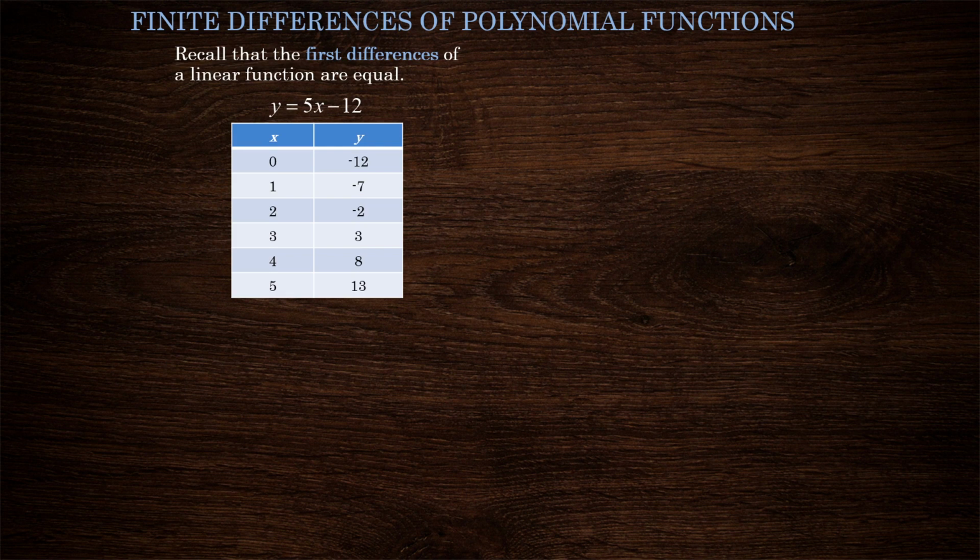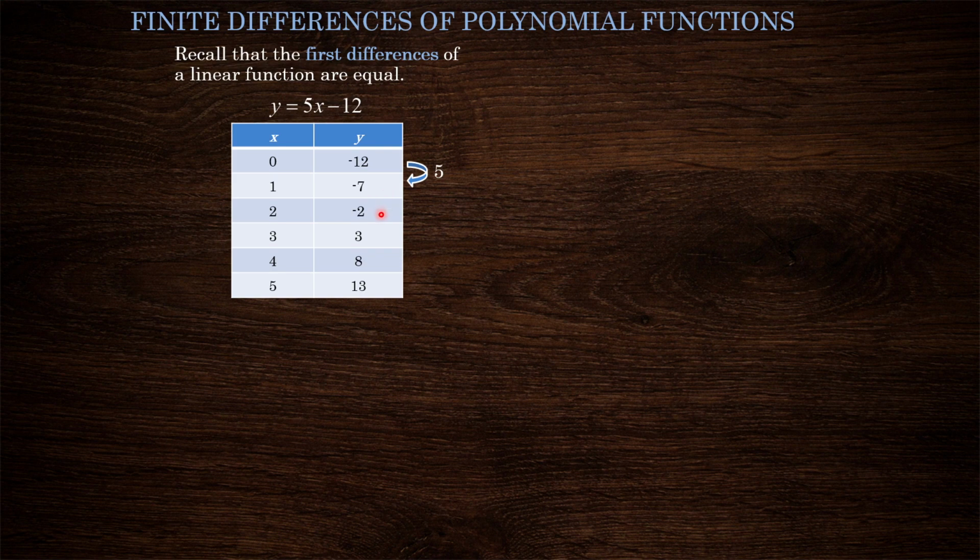Well, here's a linear function, y equals 5x minus 12, and we have a corresponding table of values. Notice that in this table, our x values are starting at 0 and increasing by 1 in each row. Let's take a look at what happens to our y values. From negative 12 to negative 7, we increased by 5. So we say we have a first difference here of 5.